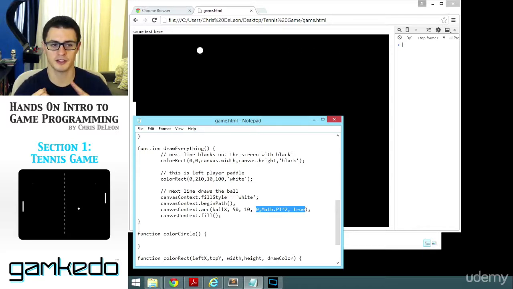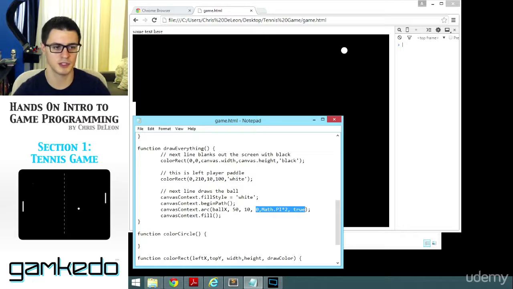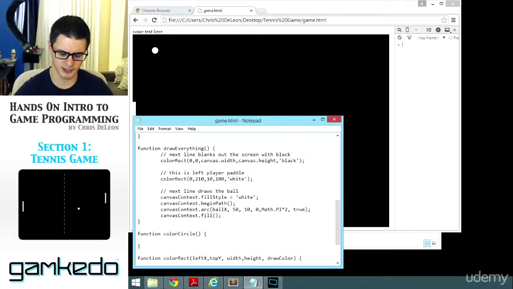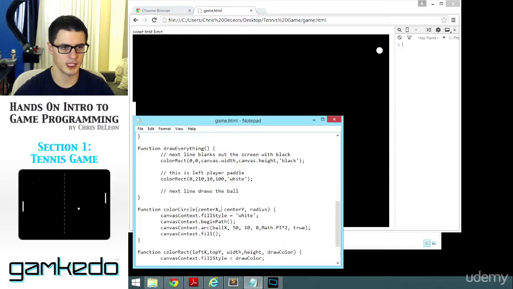All we really care about is the horizontal center position, the vertical center position, and the radius. Those three numbers. So that's the only ones we're going to ask for. Let's say centerX, centerY, radius. We're not going to ask for the other ones because I'm going to cut this code. We will ask for the color though, just like we did for the rectangle.